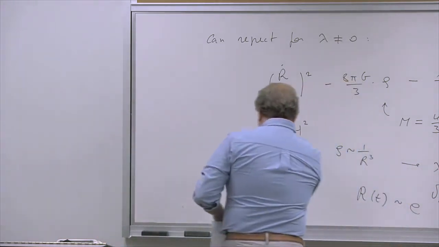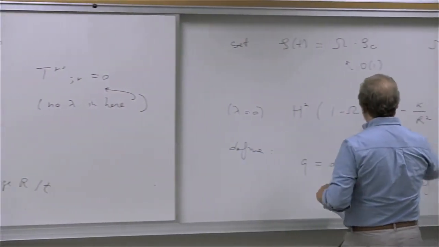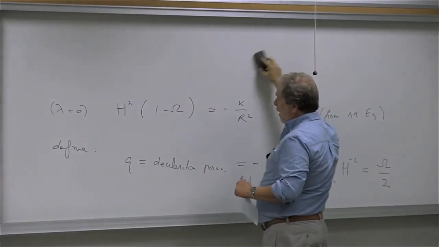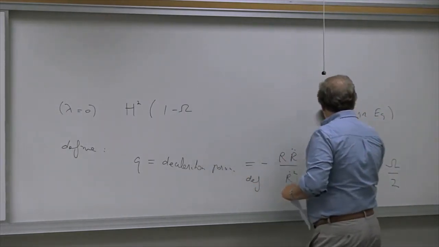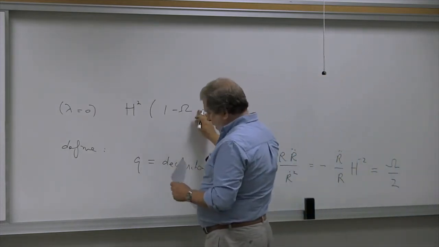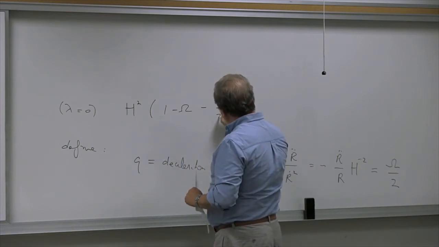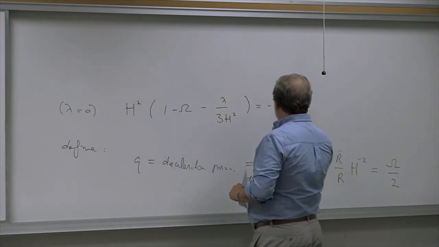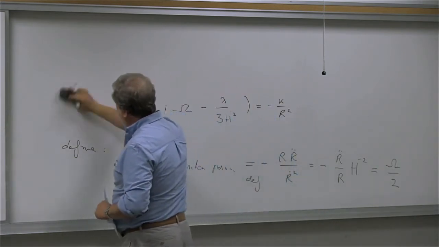So we can write the analog of that equation, right? So this thing is modified, right? I have the luxury here that I can just erase a few things, right? And so there's an extra term in here if you have the lambda term. So I'm going to do that. So it's H squared minus 1 minus omega times, so minus lambda over 3 H squared is equal to minus k over r squared.